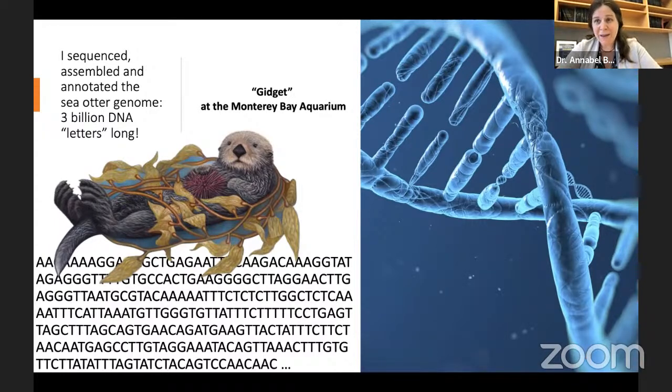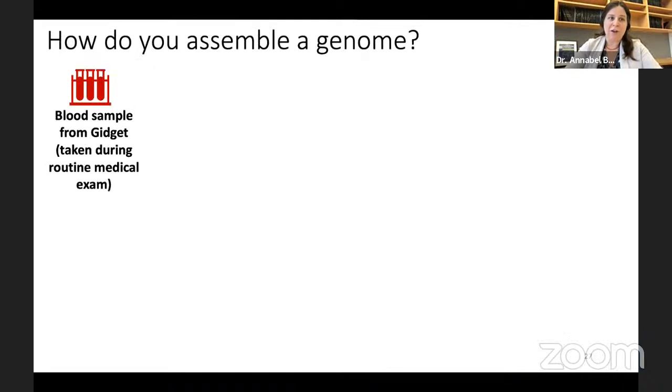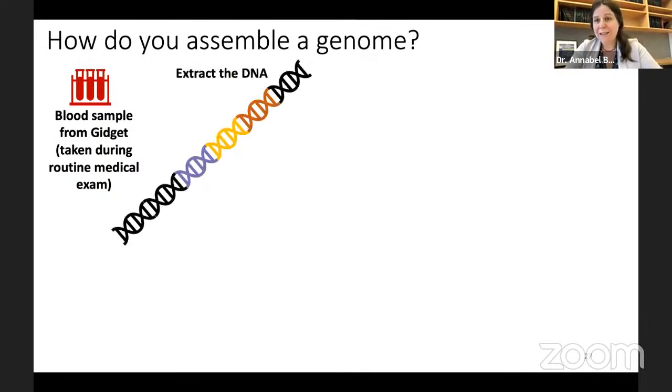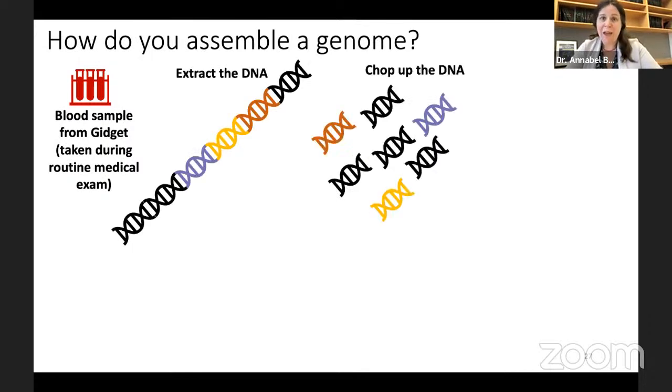And I did this based on a sample from an otter named Gidget, who lived at the Monterey Bay Aquarium. I started with a blood sample that veterinarians took from Gidget during a routine medical exam. I extracted the DNA from her blood. I chopped it up into pieces that are about 150 of those letters long. So imagine taking something that's 3 billion letters long and chopping it up into 150 letter chunks.